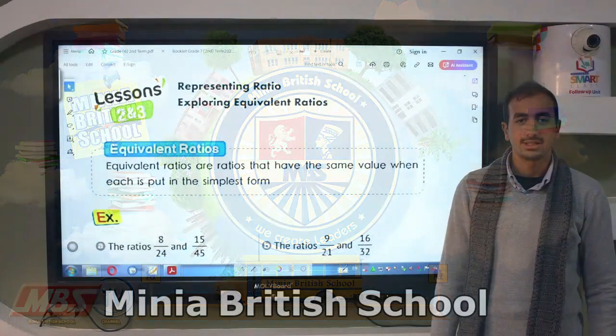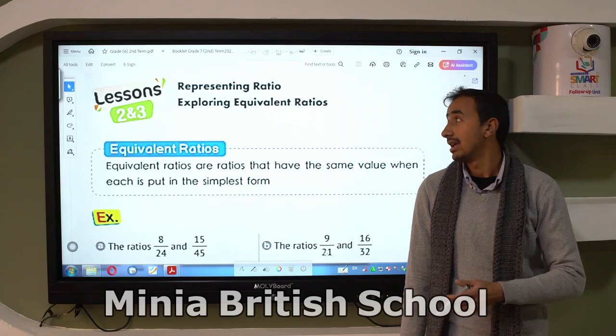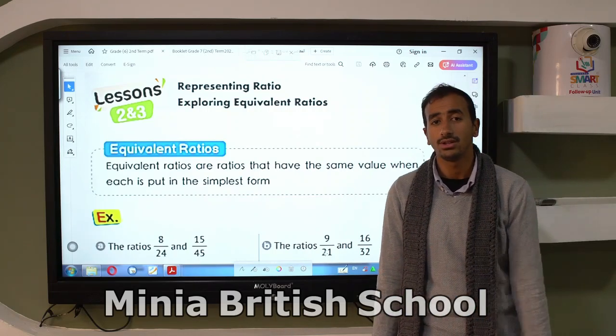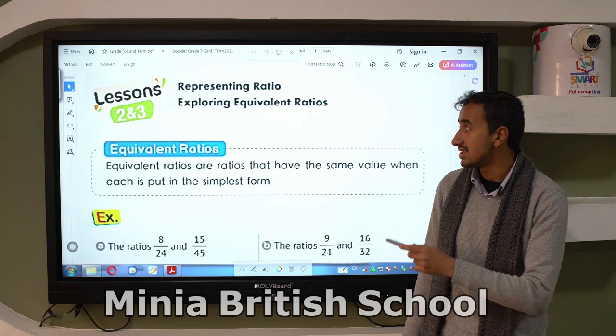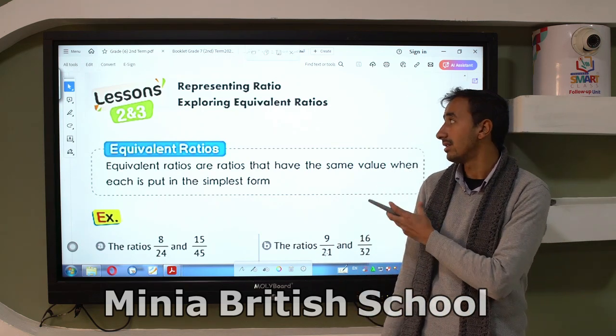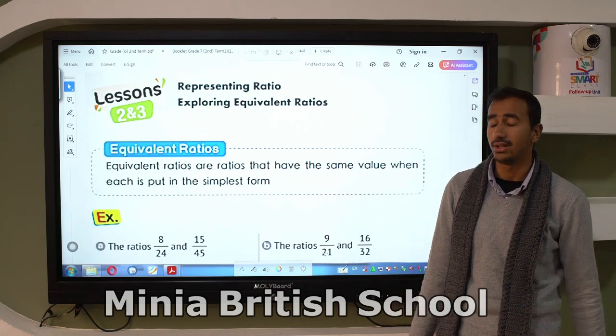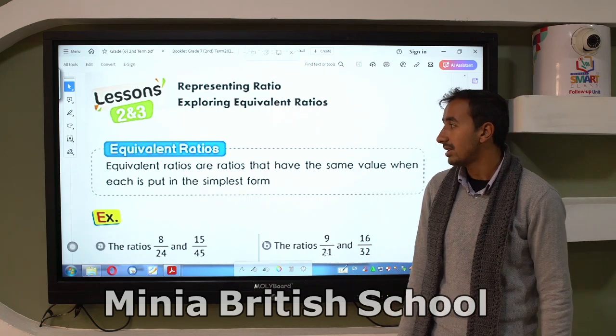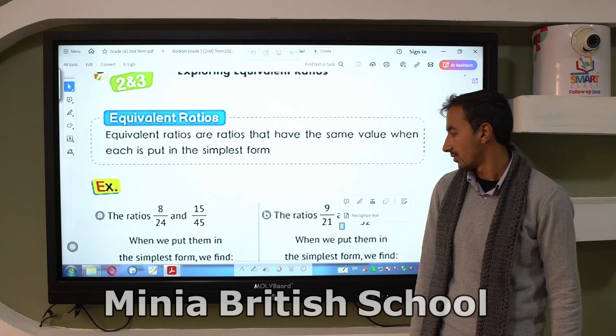Hello grade 6, today let's complete together how we can study lesson 2 and lesson 3 in unit 2 in the second term: representing ratio and exploring equivalent ratios. What about the equivalent ratio?